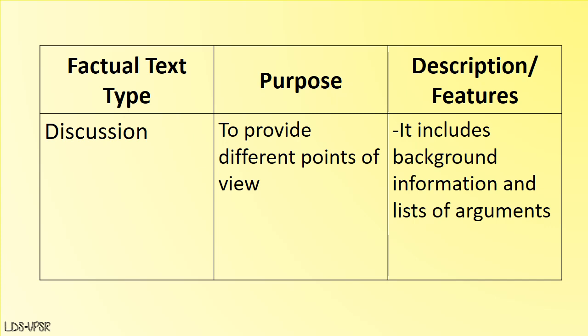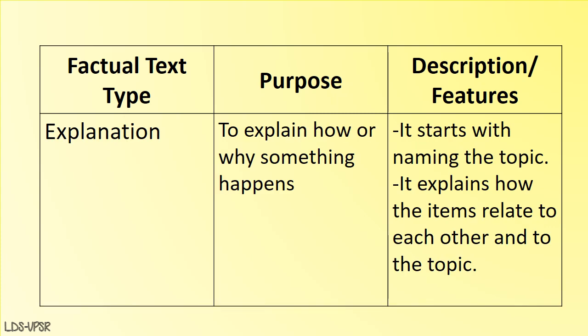Discussion. Its purpose is to provide different points of view. Features: it includes background information and lists of arguments. Next is explanation. Its purpose is to explain how or why something happens. Features: it starts with naming the topic. It explains how the items relate to each other and to the topic.